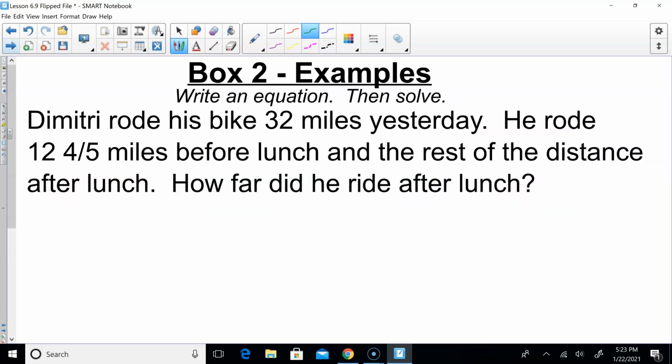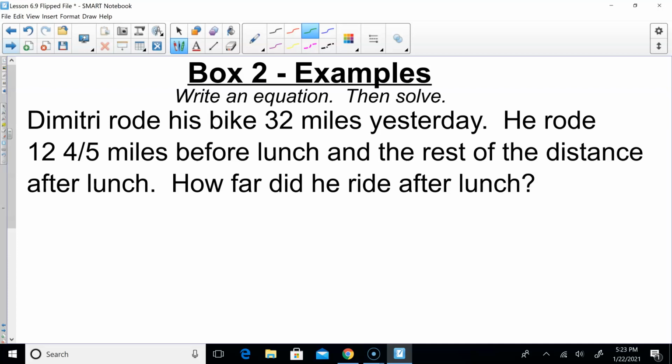And to the word problem. Dun, dun, dun, dun. Write an equation, then solve. Sounds good. Dimitri rode his bike 32 miles yesterday. He rode 12 4/5 miles before lunch and the rest of the distance after lunch. How far did he ride after lunch?